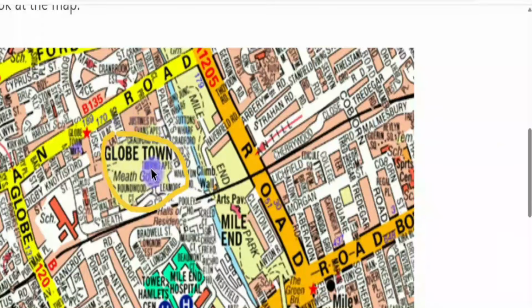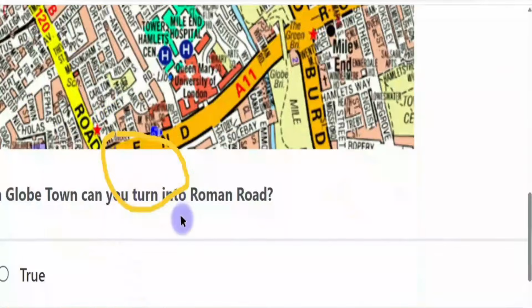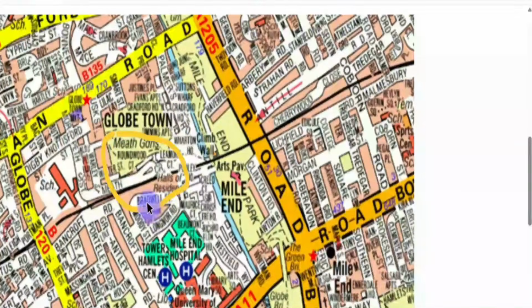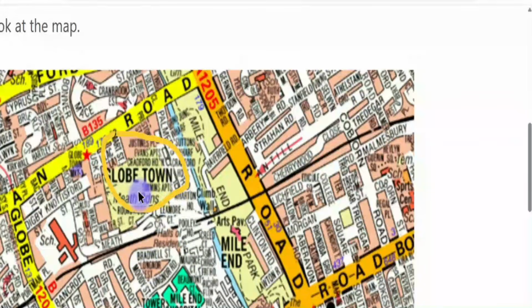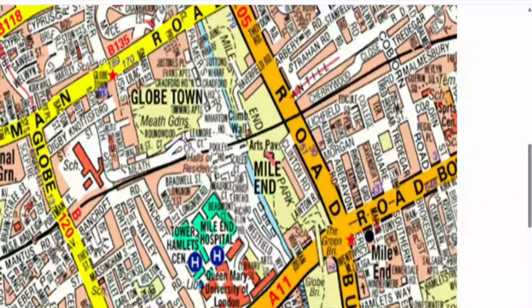So the question was, can you turn into Roman Road? Now we have to find Roman Road. Roman Road is over here. This is Roman Road. So from Globe Town, can we turn here? If you see here, this road is closed. If we go from the top, we can't go this way, and this is a restriction. We can't go. This is a restriction as well.